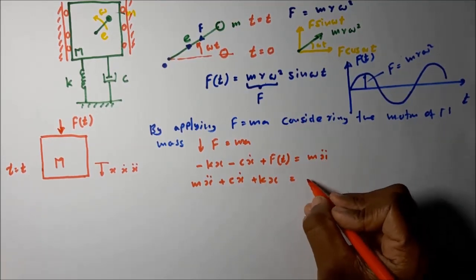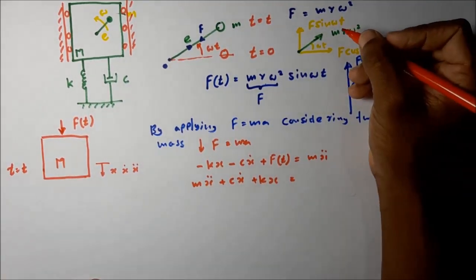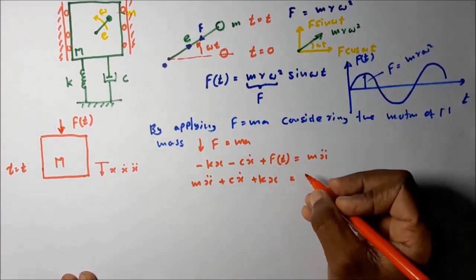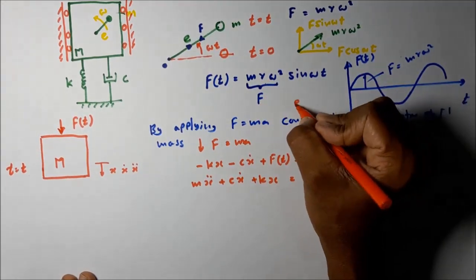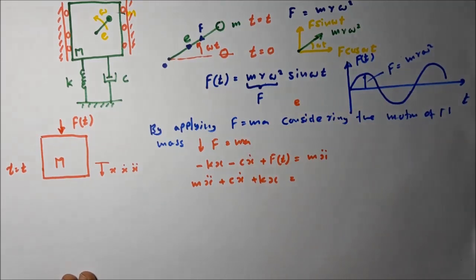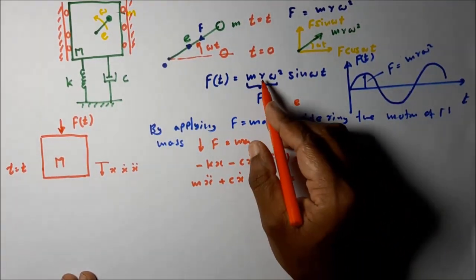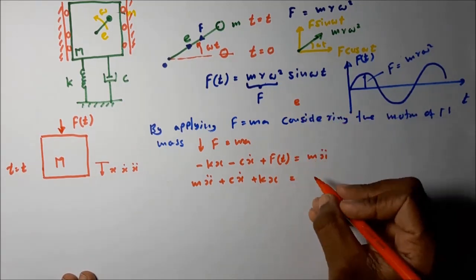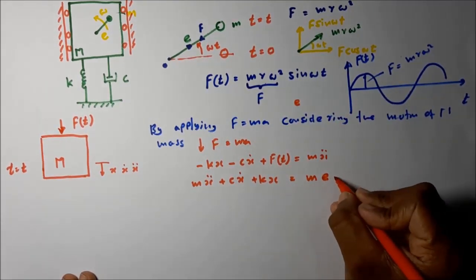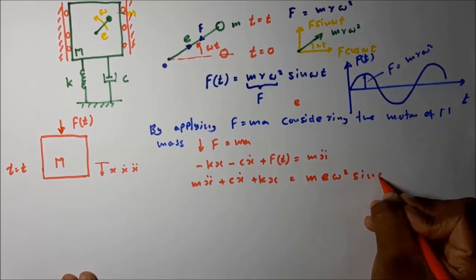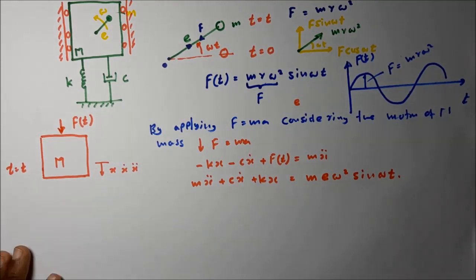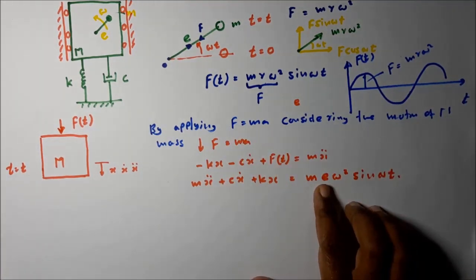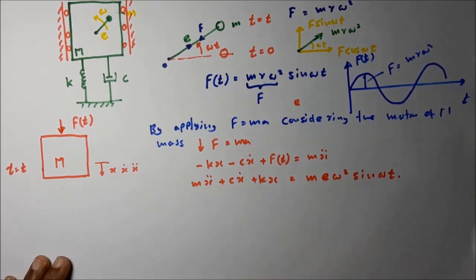What is f(t)? Instead of the simple r, I'm going to use e, because you may confuse it with the ratio r. So I'm going to take m e omega square sin omega t. This is the characteristic equation for this kind of system. You can see that it's a second order non-homogeneous ordinary constant coefficient differential equation.